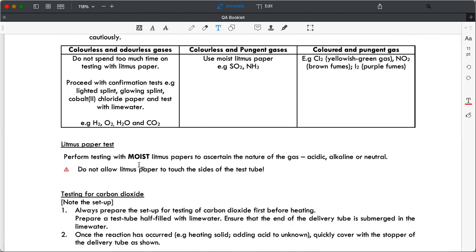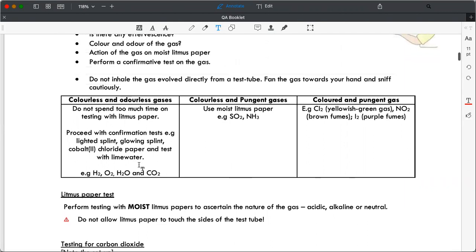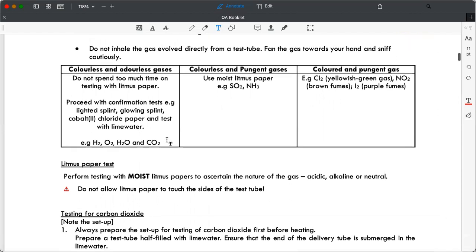You must use a litmus paper, but if, let's say, there is not enough time, you just do the confirmatory test. And then once you identify the gas, you work backward to determine what the result could be if you use litmus paper. If you want to proceed faster, you can skip the litmus paper, but in the observation, you must write down the result with litmus paper, even though you may not have carried it out.